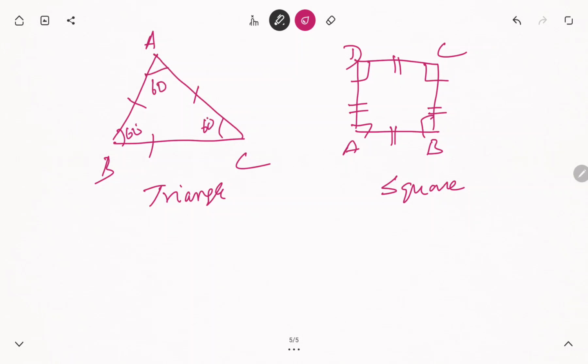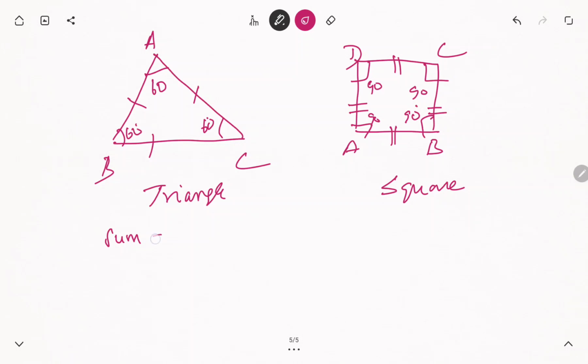Okay? Here also all sides are equal and each angle is 90. That's why I had taken these figures as examples for regular polygons. So now I think you are able to understand what a regular polygon is. Now I'll tell you what is the sum of the interior angles of a regular polygon.